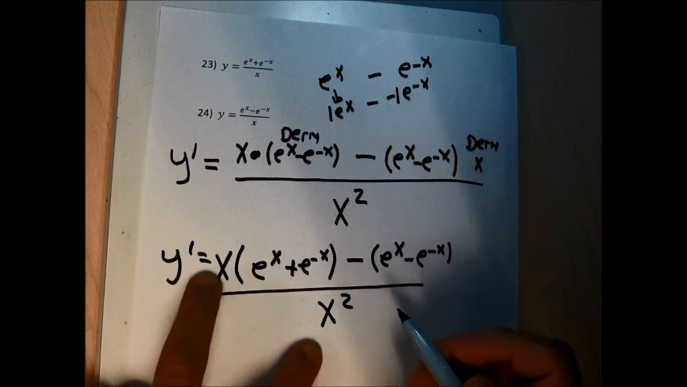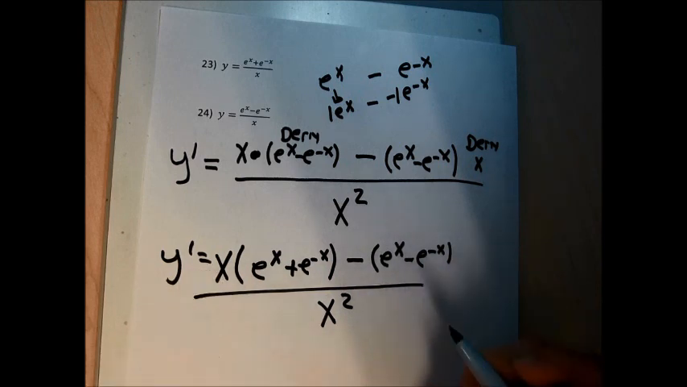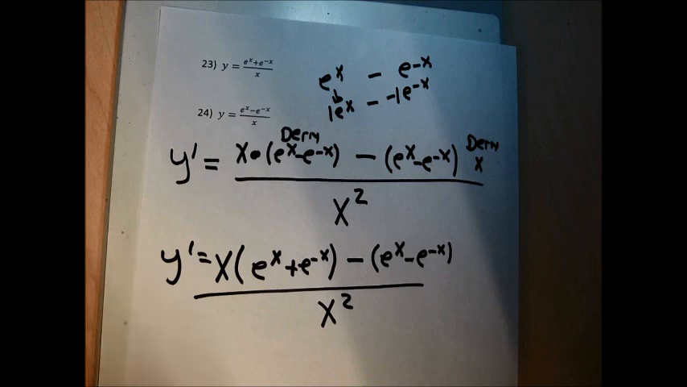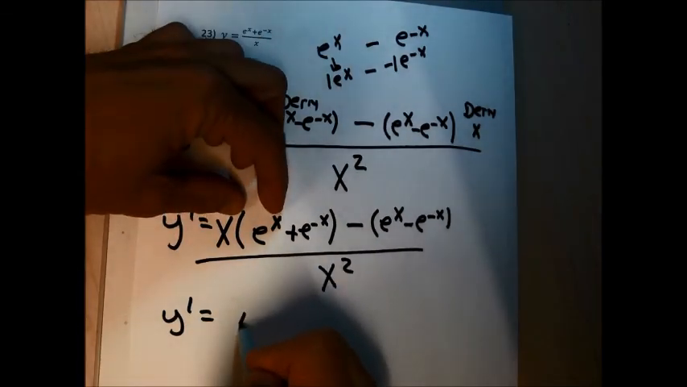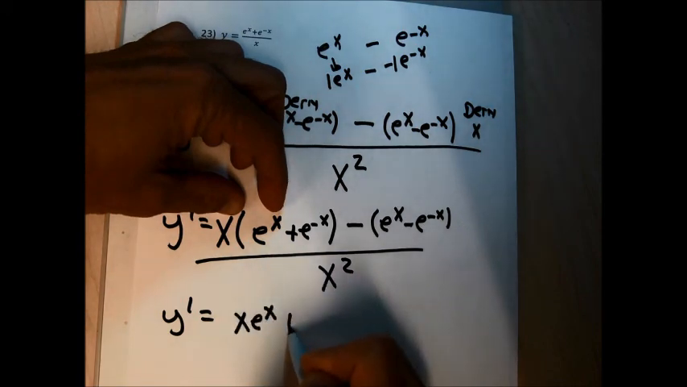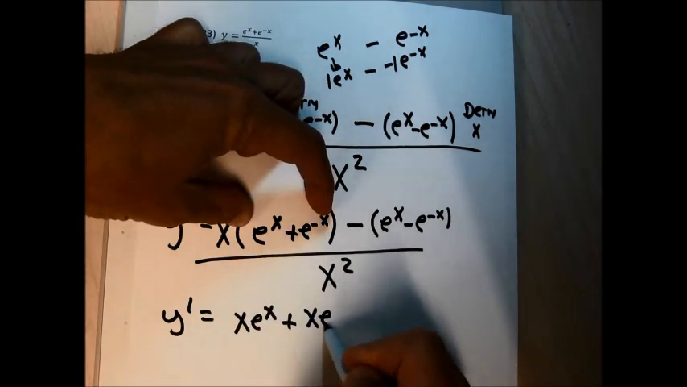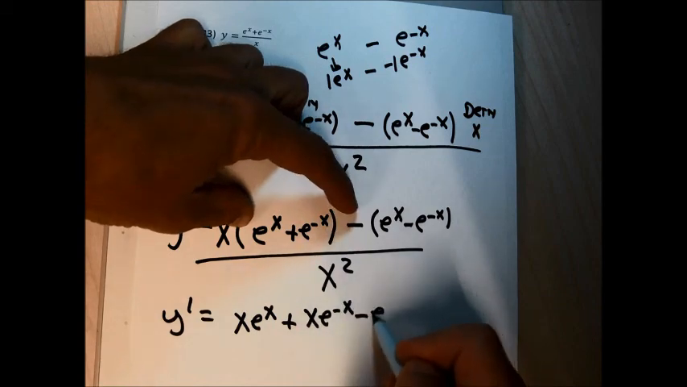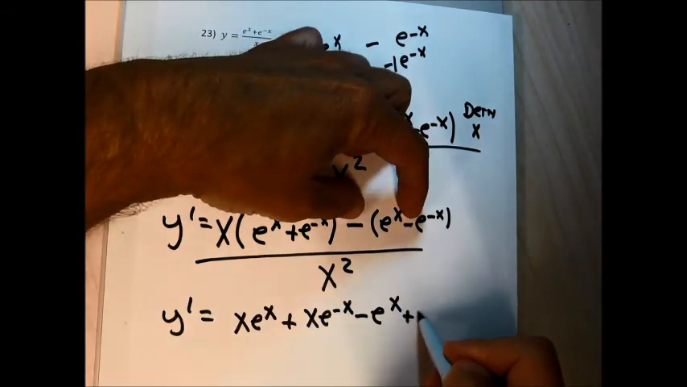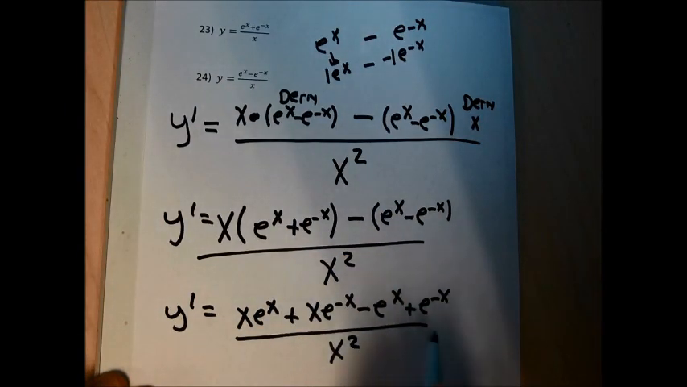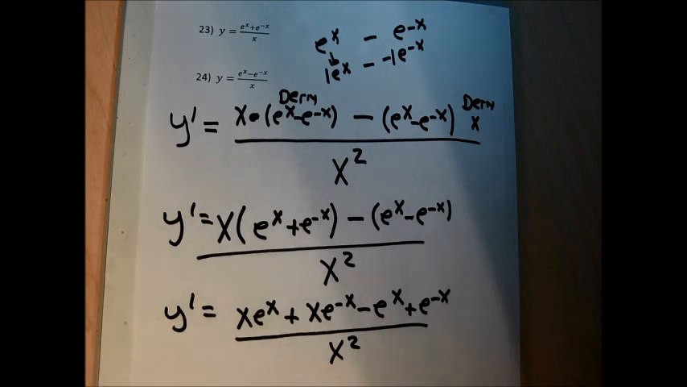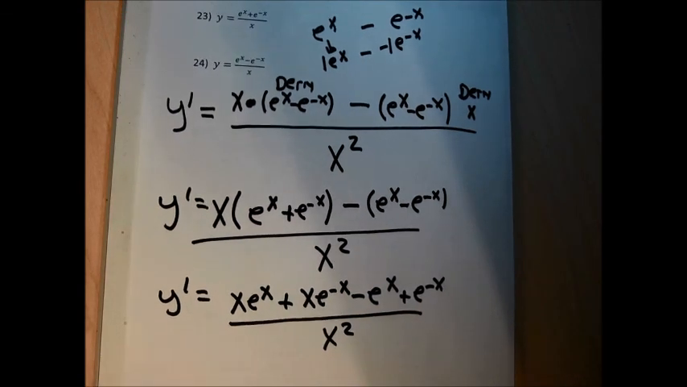You can't cancel that x with that x squared. I don't even know if I should clear the parentheses, but I'm going to. So I'm going to get y prime equals x times e to the x plus x times e to the negative x minus e to the x and then plus e to the negative x, all over x squared. You can't combine any of these terms. Every term has an e to the x. You can technically factor out an e to the negative x, but right now I don't want to get into that. Let's just stop this here.